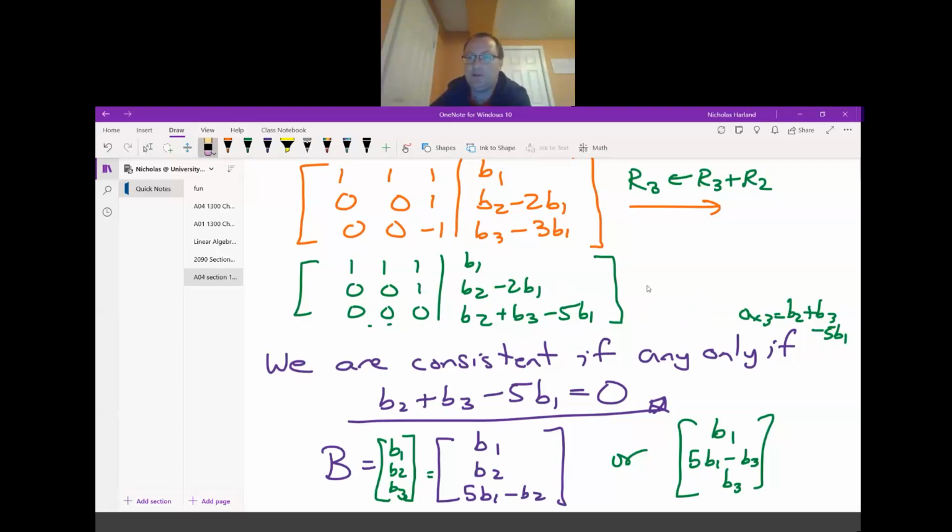So yeah, B1 and B2 can be anything, but then B3 has to be something that satisfies that equation. So for example, you could let B1 and B2 both be 1, and then B3 would have to be 4. Why can't B1 and B2 be 0? B1 and B2 could be 0. Then it would be 0, 0, 0. That's consistent. That's always consistent. It's homogeneous. Yeah, B1 and B2 could be anything.